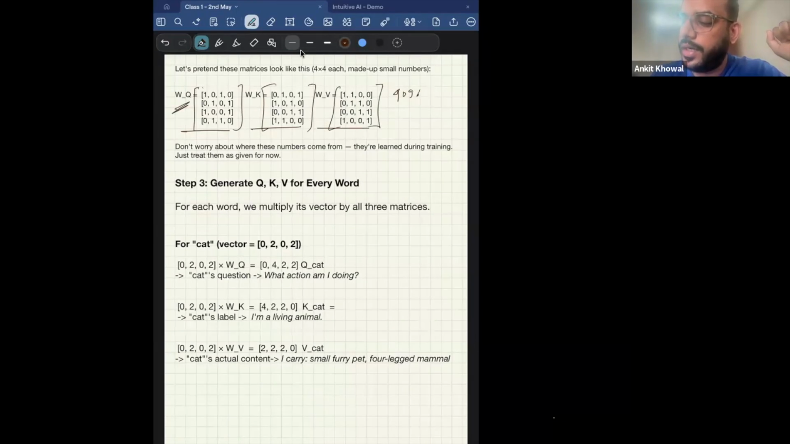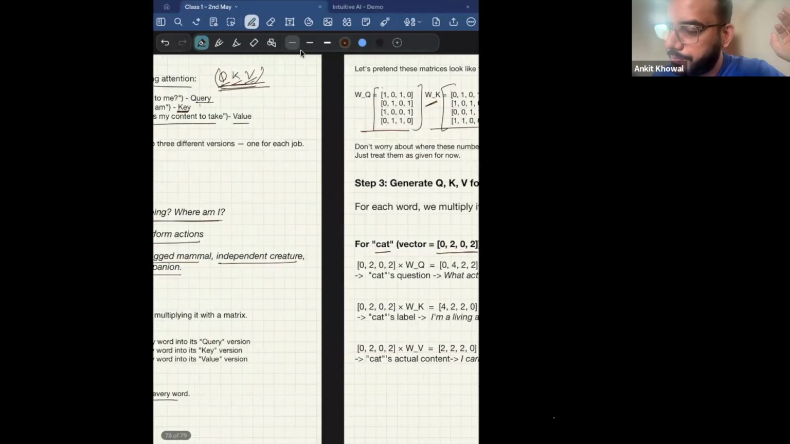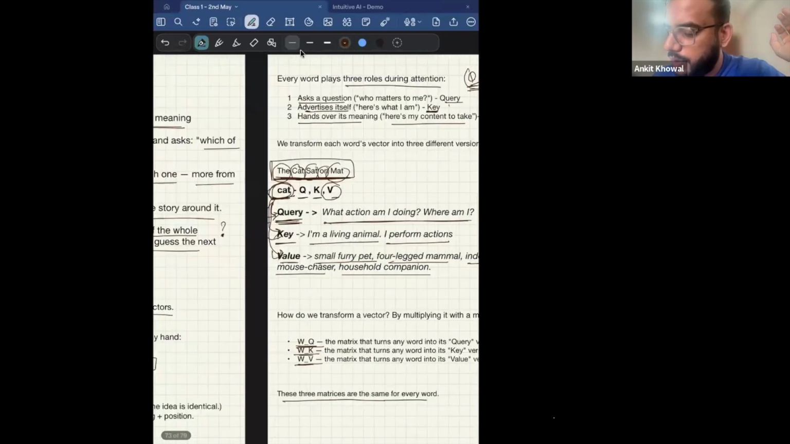Like I told you, during the training phase, we learn certain parameters. So think of WQ, WK, and WV as certain parameters in our system. We take every word and convert it into a query, a key, and a value. Now let's see what will happen. If I take the vector of cat, let's say the vector of cat was 0, 2, 0, 2, like we took over here.